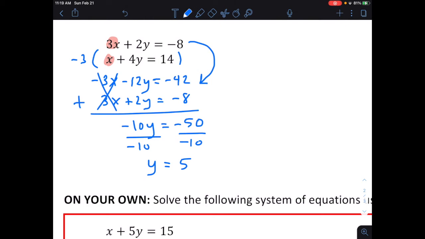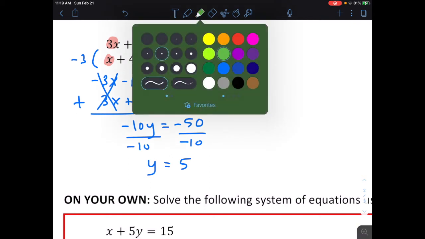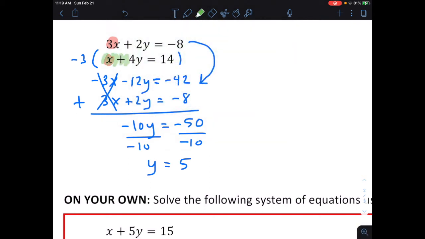All right, so y is 5. And again, what I'm going to do with that 5 is go back up to the originals. This is why I didn't cross that one off, if you noticed. That second equation is going to be the easier one to plug the 5 into. So I'm going to go back to that original second equation and plug the 5 in there.